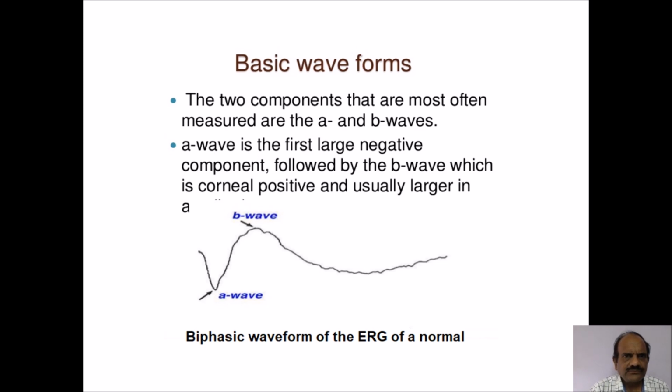You can commonly see that the two components most often measured are the A and B waves. You can see in this figure, this notch is A and the peak is B. The A wave is the first large negative component, followed by the B wave, which is corneal positive and usually larger than A, which you can see. This is what we call a biphasic waveform of the ERG of a normal patient.